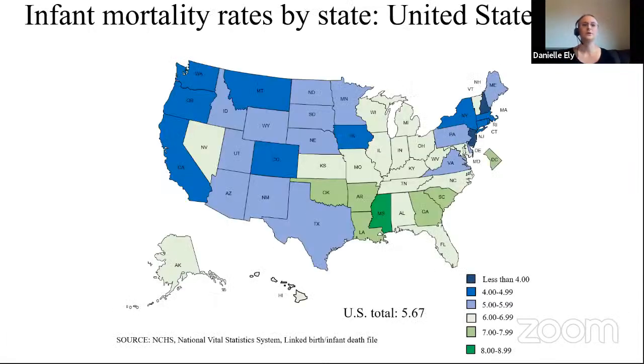So the first example of more geography-related research is the map here that shows the 2018 infant mortality rates by state. As you can see, this ranges from less than 4.0 to 8.0 to 8.9 infant deaths per 1,000 live births. The actual range was 3.5 infant deaths in New Hampshire, all the way to 8.41 infant deaths in Mississippi. And the overall infant mortality rate in the US was 5.67.